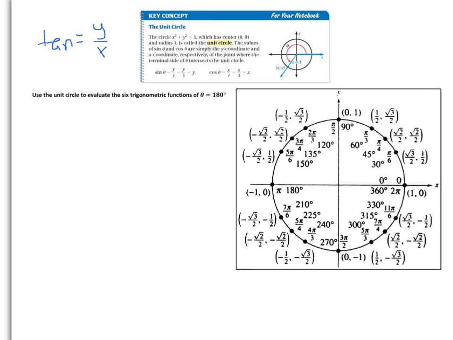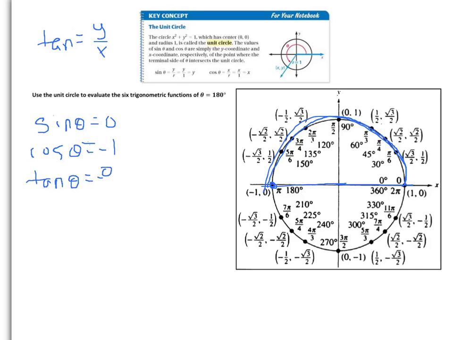So it says use the unit circle to evaluate the 6 trigonometric functions of theta equals 180. So we're looking right here. We start here. Angle all the way around, so 180 degrees. The sine value, 0. Cosine value, negative 1. Tangent, 0 divided by negative 1, so it's 0.